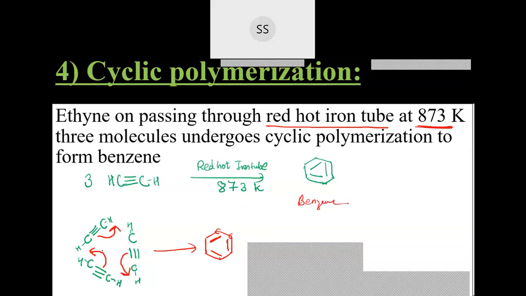This we write just to show you how the linking happens. Or else this would be fine. And this is a reaction used to prepare benzene also. So you can make use of ethyne gas, pass it to this particular setup, that is red hot iron tube, which is maintained around 873 Kelvin. It will give rise to benzene.